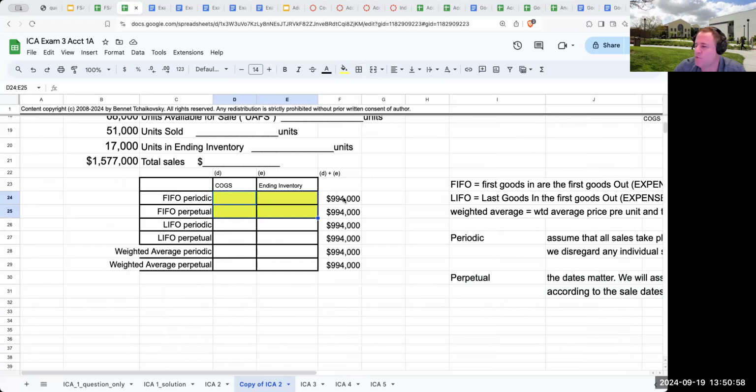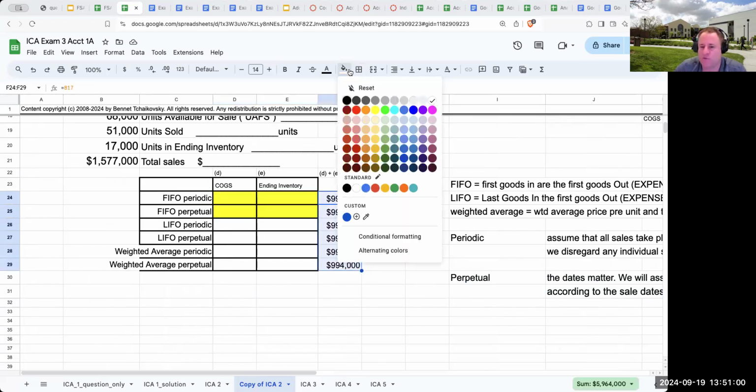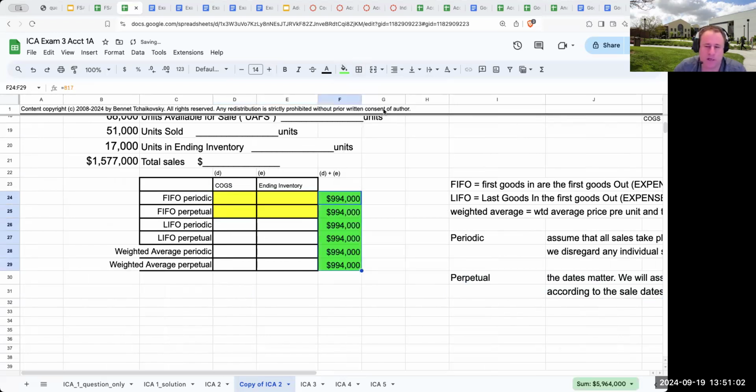But what's most important for every single one of these answers, and you're going to hear me say this over and over again, is that the total cost of goods sold plus the ending inventory is going to give us our goods available for sale. So once I compute cost of goods sold, I can compute ending inventory. Why? I just subtract it from goods available for sale and it gives me my ending inventory. Very important.